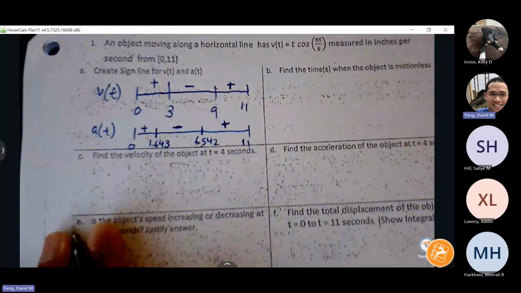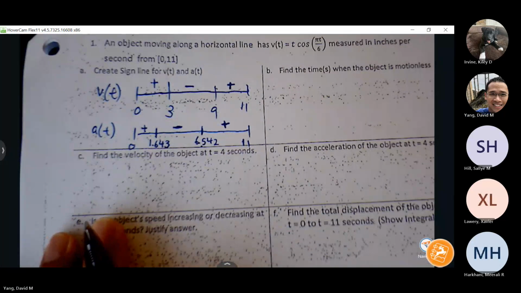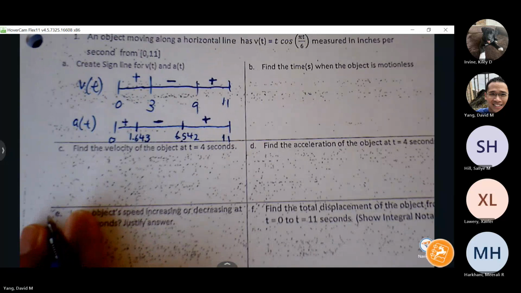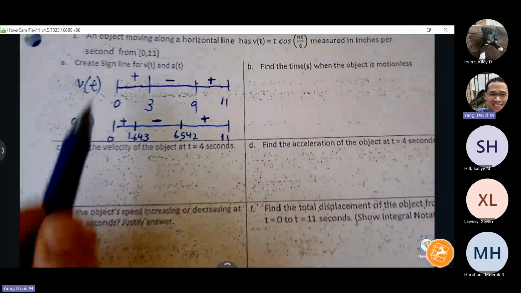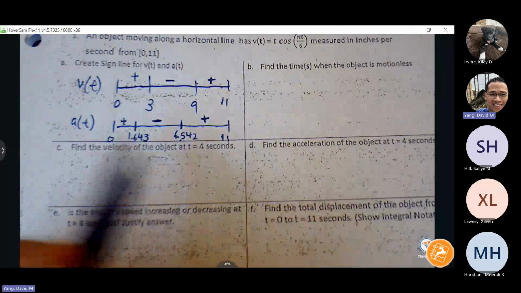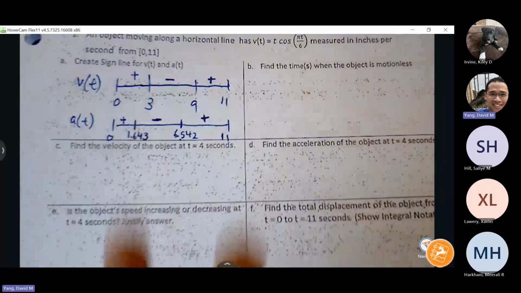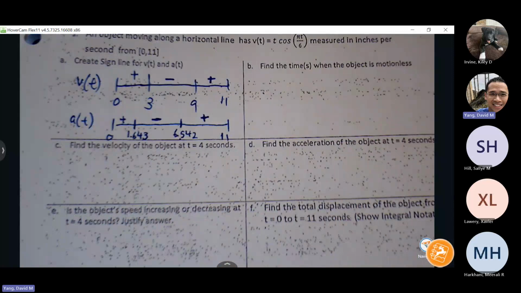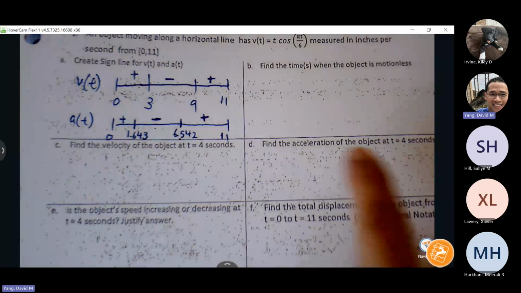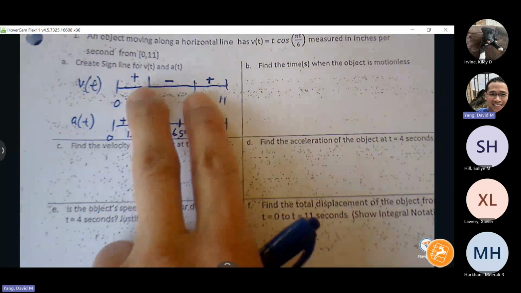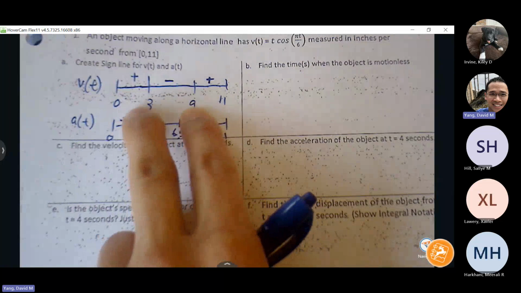Are we okay so far? So this is really the big piece that we need the graph for, right? After this, everything we can just use are the features that we've been using before. Okay, part B, find the times when the object is motionless. Okay, we have everything that we need. Motionless is when velocity is 0, so we have 3 and 9.